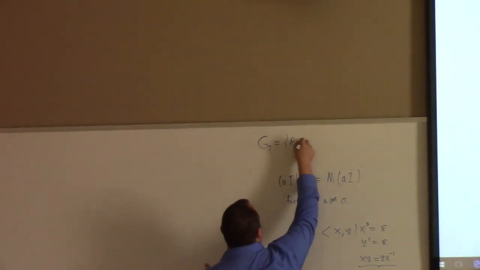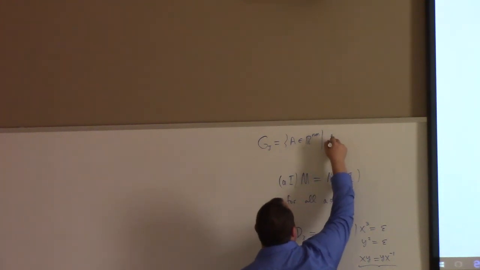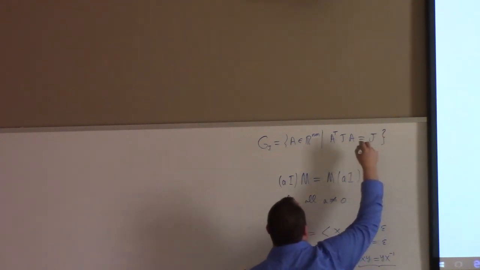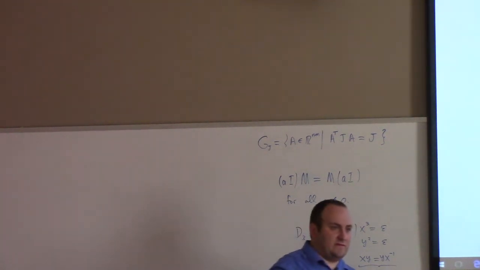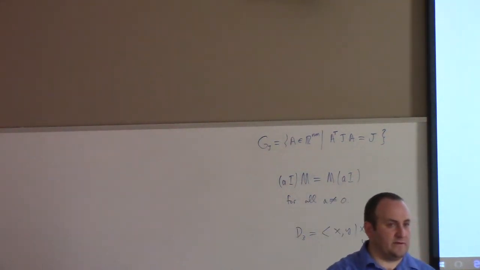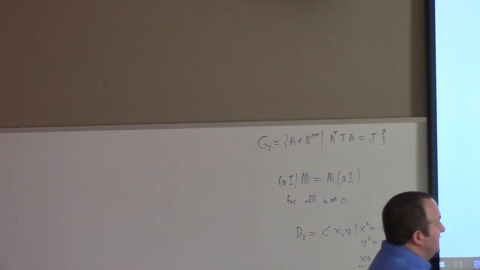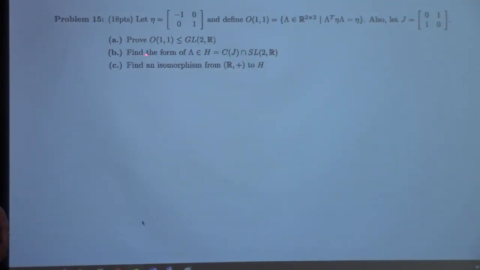I think I had this in your homework. G sub J is the set of A in R^(n by n) such that A transpose J A equals J again. So show that that's a subgroup of GL_n(R). And I wanted you to see that if you put J equal to the identity, you get the orthogonal group, right? Sounding familiar? So this is really just a special case of that. Part A is a special case of your homework. It's not easy, but it's not that hard. And then here, this is just a calculation.